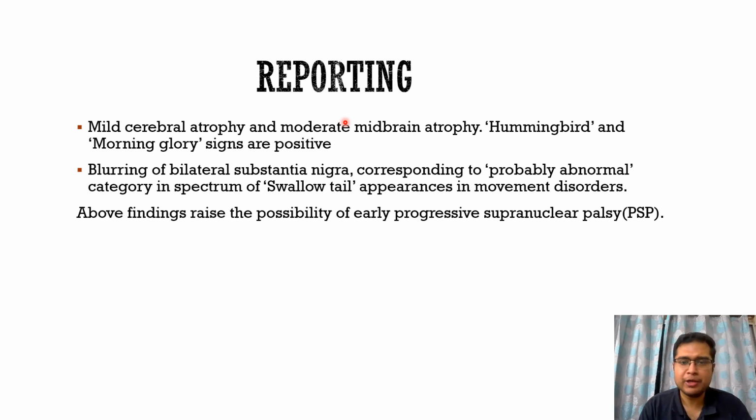So this is a basic reporting format for a case of PSP. I'm not a very big fan of giving signs in my reports, but in this particular case you have to. The hummingbird and morning glory signs are positive. There is blurring of the bilateral substantia nigra corresponding to probably abnormal category in the spectrum. So there is a spectrum of swallowtail appearances in the movement disorders, which is suggestive of early PSP. And also to be added is a Parkinsonism index in this particular report.